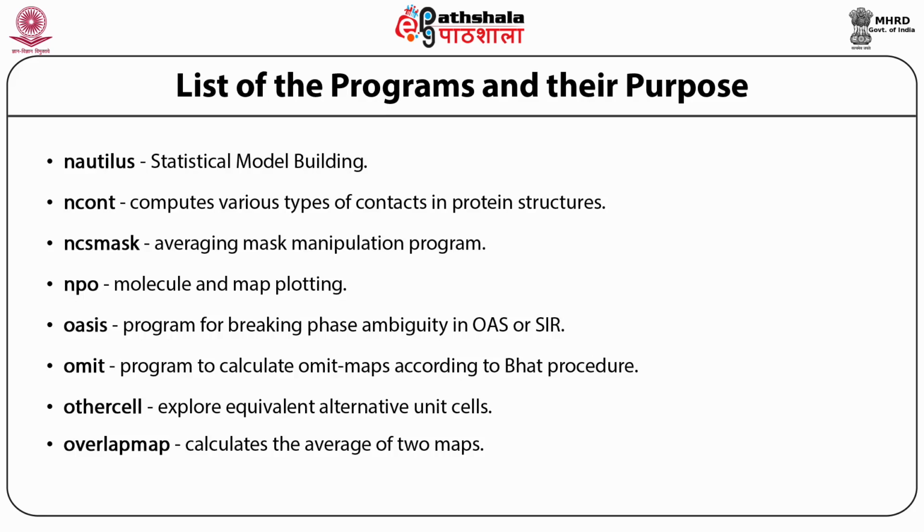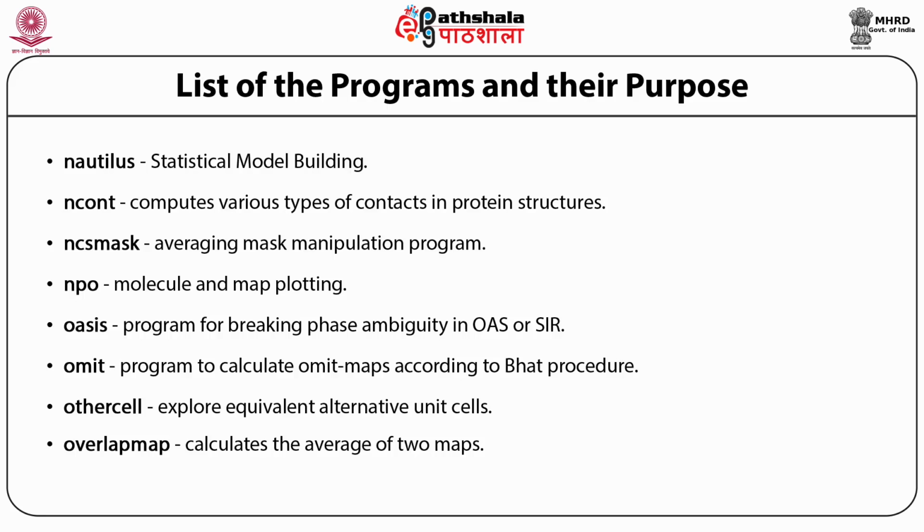We have the program for breaking the phase ambiguity in one wavelength anomalous scattering or single isomorphous replacement. The program is called SAS, written by a Chinese group. We have to read it in the reverse way. It means Institute of Chinese Academy of Sciences, so this is called Academia Sinica, Chinese Academy of Sciences.